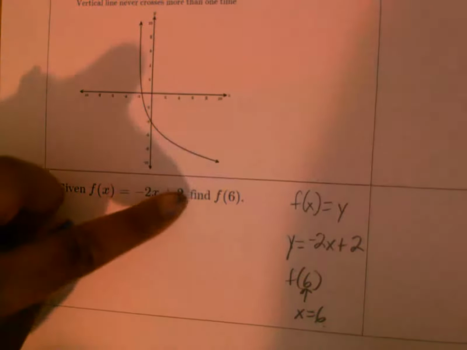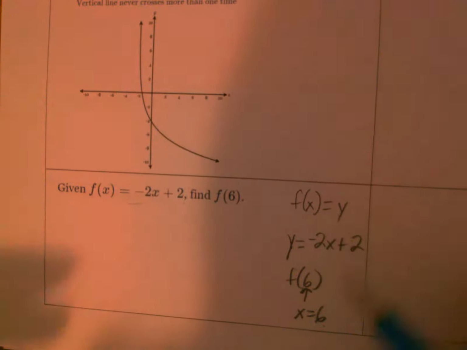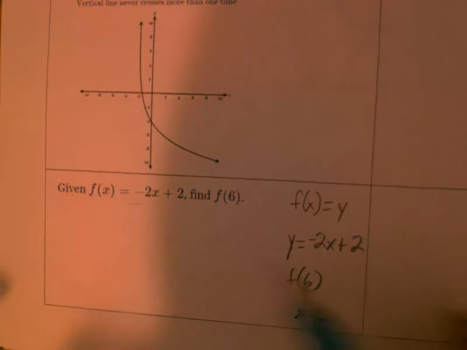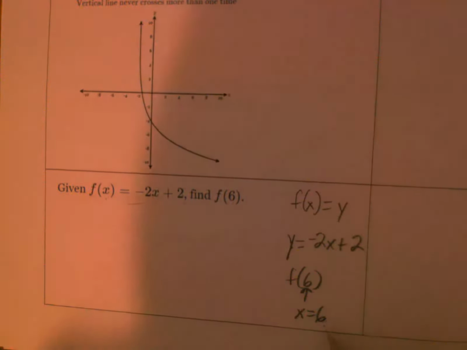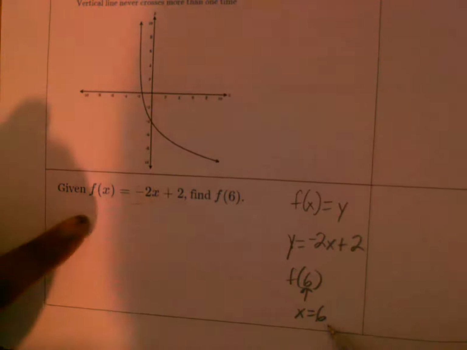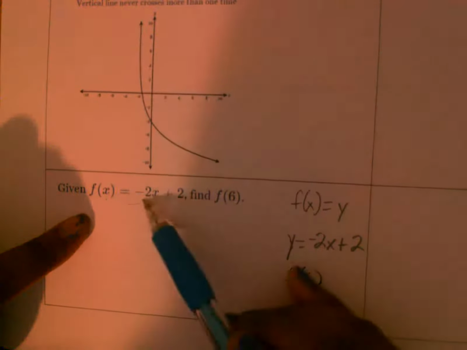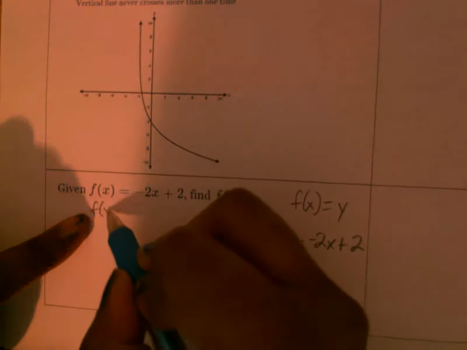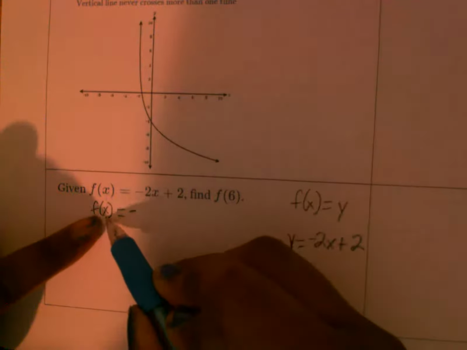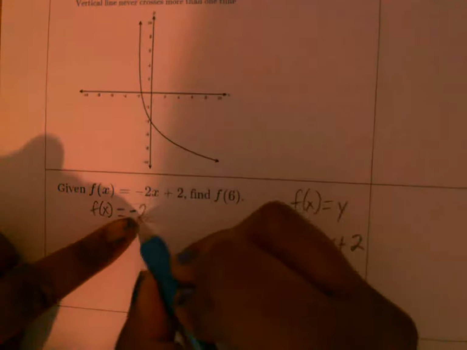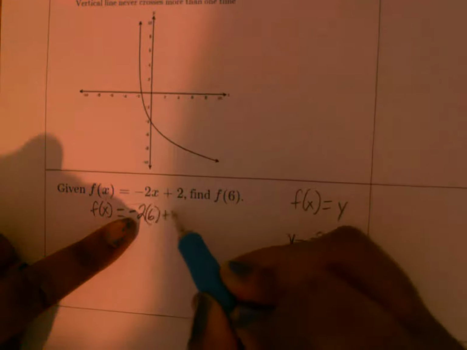So in order to find f of 6, that means what is the y value when x is equal to 6? What is f of x, or what is y, when x is equal to 6? All you're doing here, when you see problems like this, is just substituting this x value into this equation. So this is f of x, or you can say y is equal to -2 times 6 plus 2. Replace x with 6.